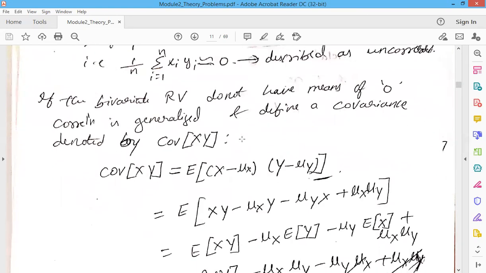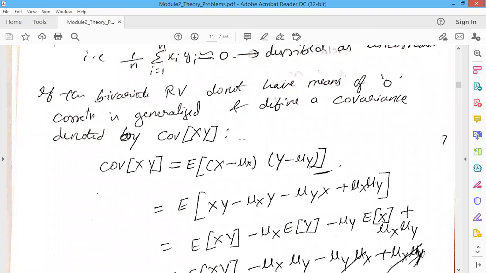And one more final equation. If the bivariate random variables do not have the mean equal to 0, then the correlation can be generalized and we can go for defining the covariance, which is denoted as covariance of xy. Here the covariance of xy can be defined by the equation expectation of x minus mu x into y minus mu y. So just remember, if the mean is equal to 0, then you can simply define the correlation equation. Suppose it has some value for the mean, mu x and mu y, in that case we are going to define the new term called the covariance.